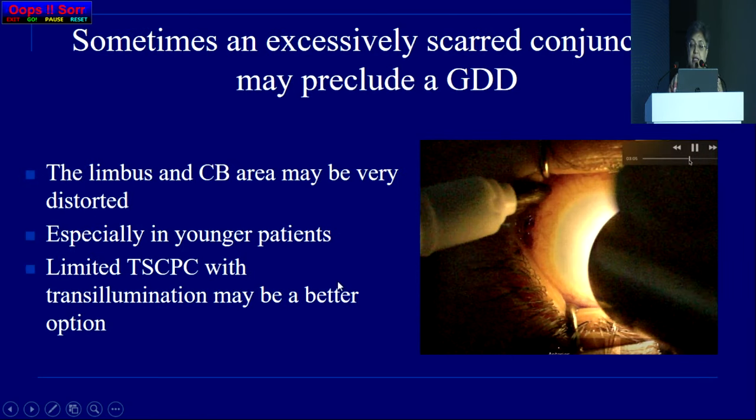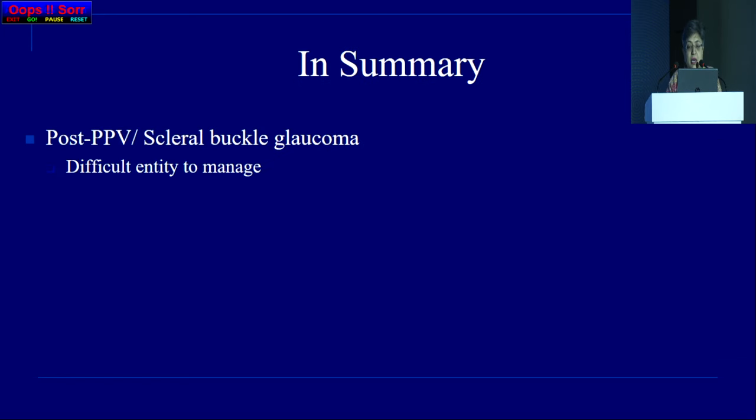Sometimes an extensively scarred conjunctiva precludes a glaucoma drainage device. Transillumination is very, very important to do DLCP, especially in patients who've had multiple surgeries. It's very easy. We use a pen torch and we use gentian violet paint, delineate the anterior end of the ciliary body and do the laser there. And believe me, your hypotonies and unpredictabilities are absolutely taken care of. And we now routinely do transillumination in all our patients.